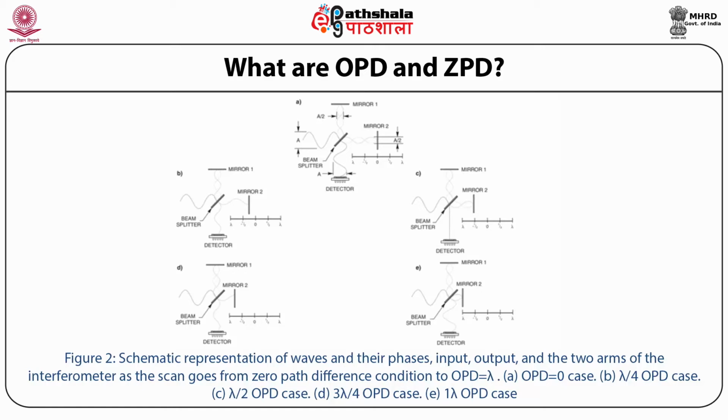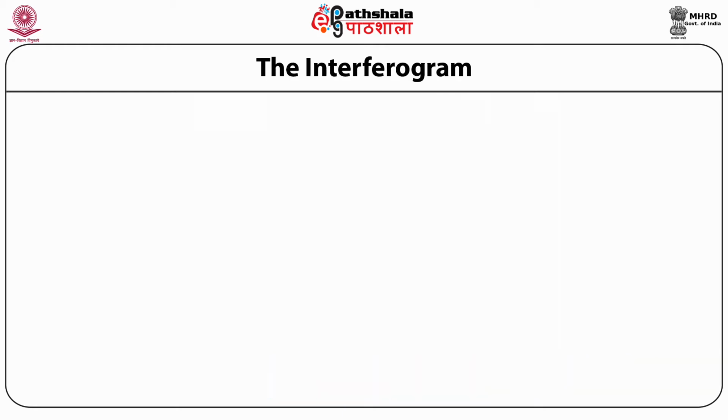This figure shows the schematic representation of the waves and their phases, input and output, in the two arms of the interferometer as the scan goes from the zero path difference condition to OPD equal to lambda: the OPD equal to 0 case, lambda by 4 OPD case, lambda by 2 OPD case, 3 lambda by 4 OPD case, and 1 lambda OPD case. The interferogram.